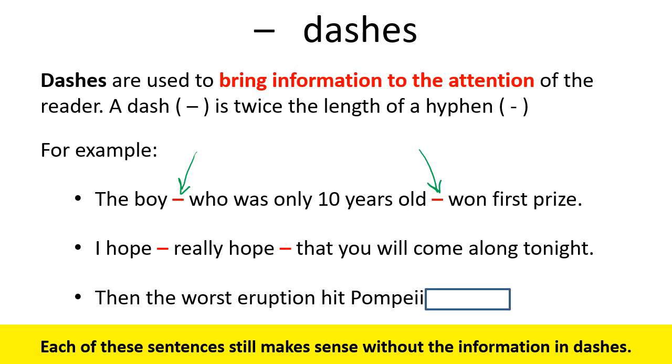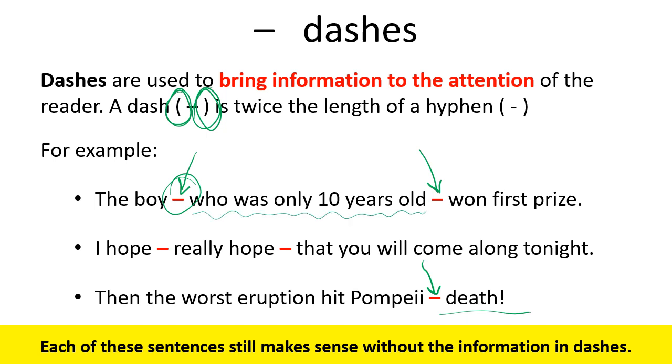We could just have a fact, then the worst eruption hit Pompeii. But they want to finish it in a shocking, dramatic way. So here, they've got one dash and just one more word. Then the worst eruption hit Pompeii. Death. Now this is interesting. Brackets only come in twos. You always have one to begin and one to end. Okay? The dashes, you can start with one, add your surprising information, and then close it, and then finish your sentence. Or you can just have one at the end of the sentence, like this. Okay?